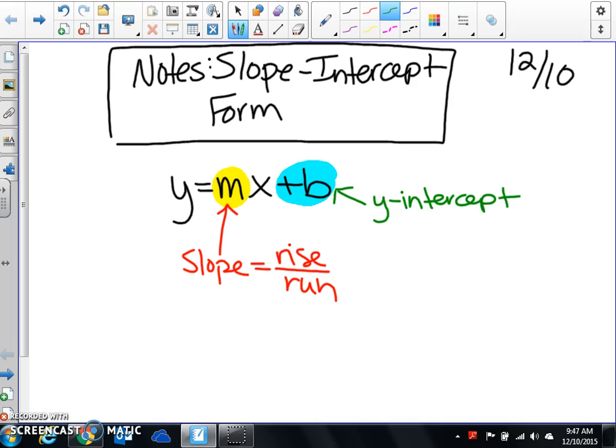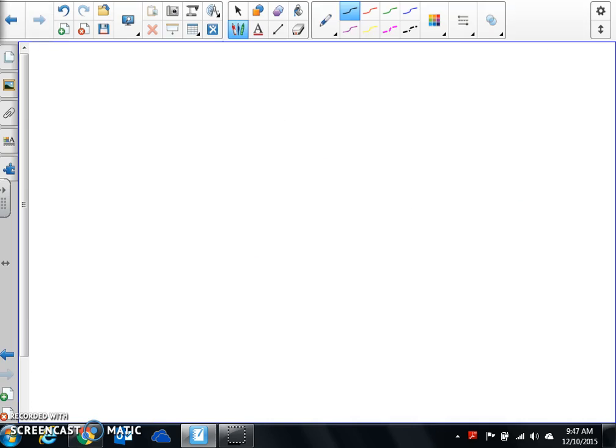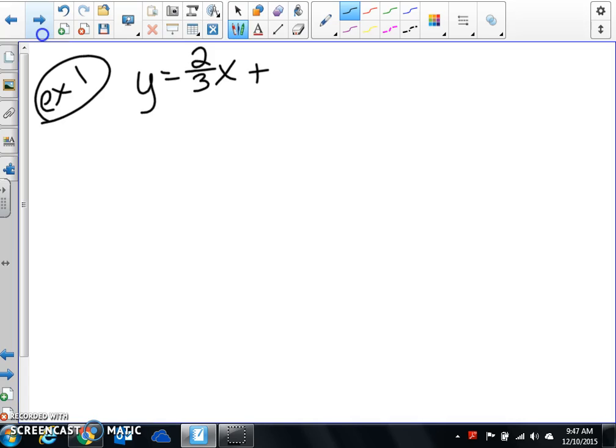Okay? So this is going to help us when we graph, especially when we have fractions, because I know how much y'all love fractions. Let's get down to a couple examples. Example number 1. Y equals 2/3 x plus 4. All right.